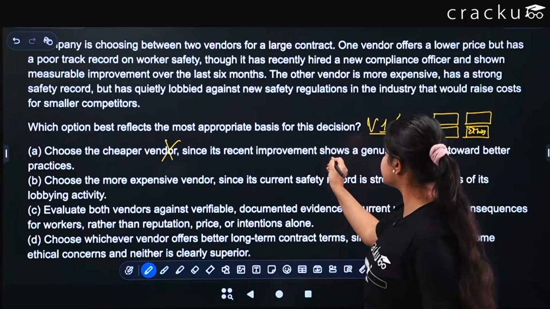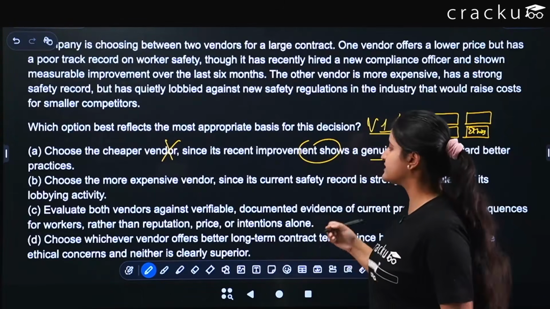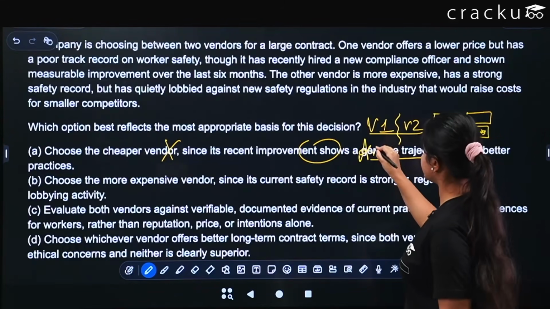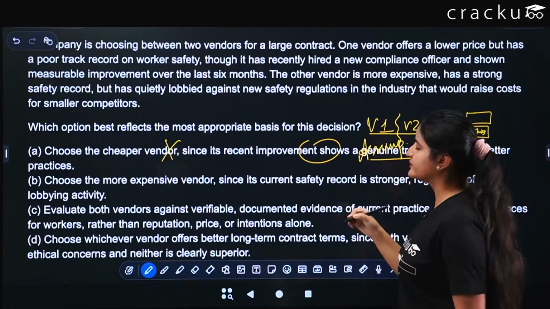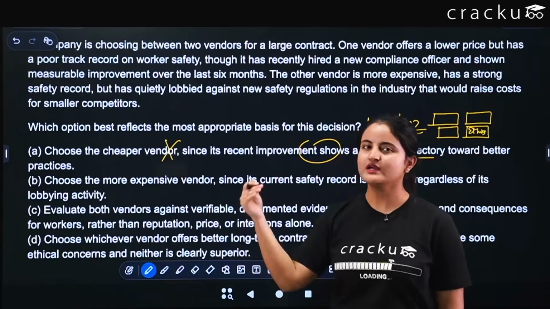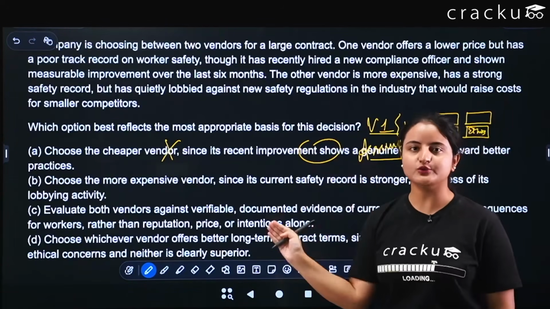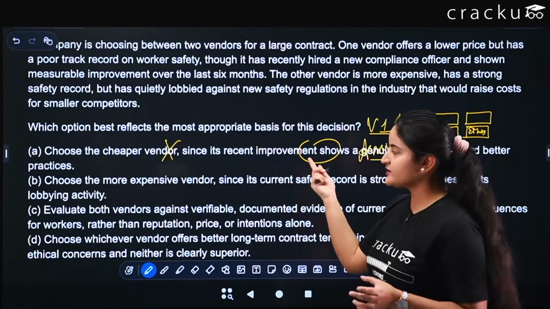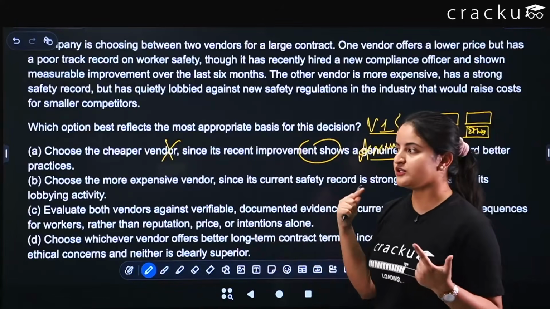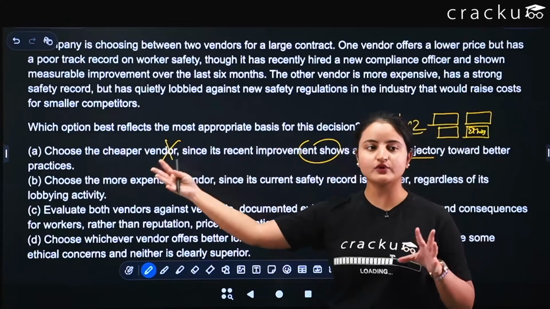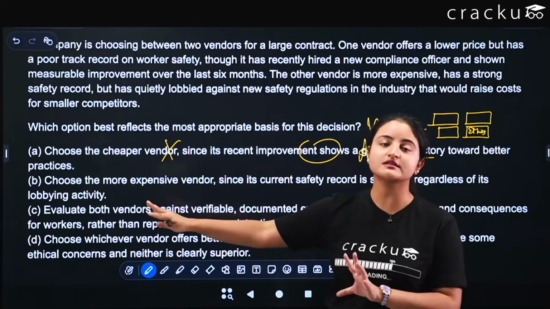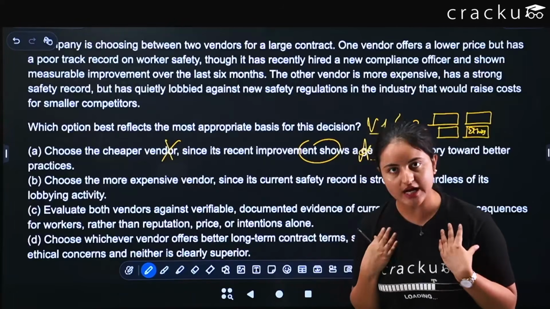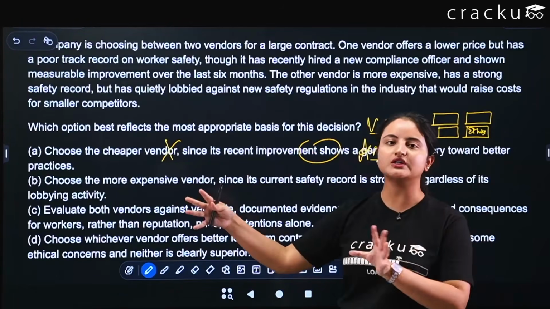Since its recent improvement shows a genuine trajectory towards better practices, why is this wrong? Because you're making an assumption here. That improvement is there, so it will continue. We can forget what's in the past. You cannot do that. You have to be very systematic in your selection. And you have to ensure fairness also. You cannot deny the more expensive vendor just because this vendor is more expensive. You have to fairly judge for your own company's benefit and through the angle of ethics.